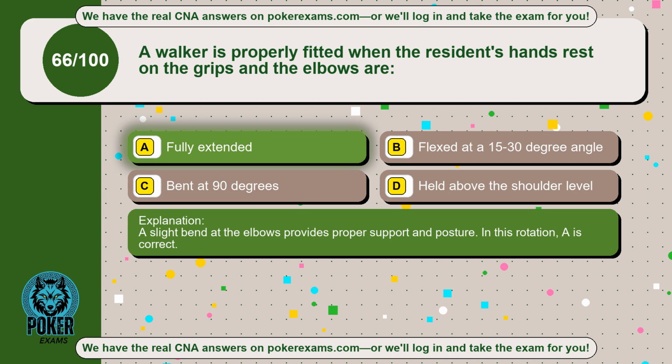A slight bend at the elbows provides proper support and posture. In this rotation, A is correct.